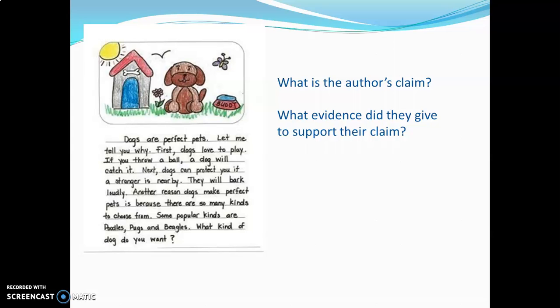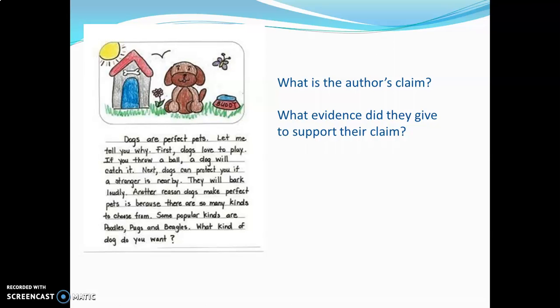So think about that short paragraph. What is the author's claim? Why did the author write that passage? What are they trying to convince you of? Well, in this case, they're trying to convince us that dogs are the perfect pet. Now, what evidence did they give to support that claim?